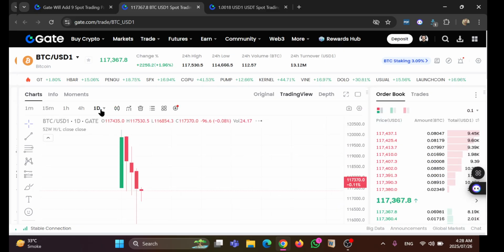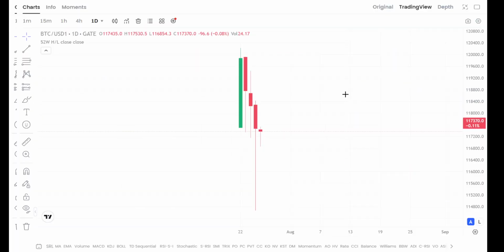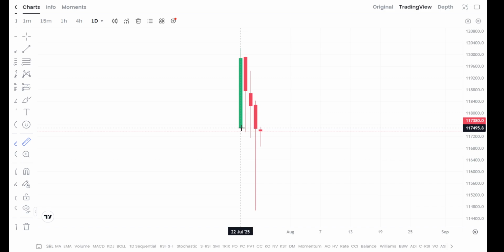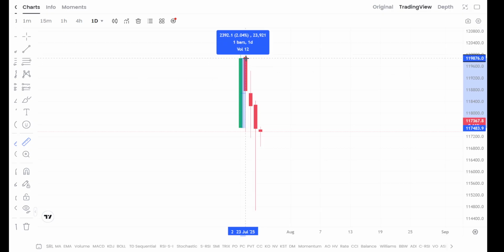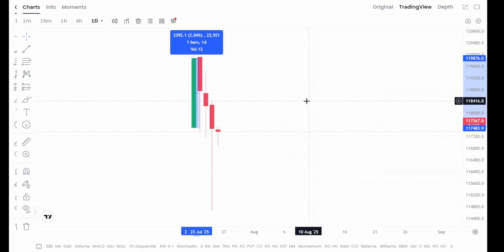If we see the 1-day chart of Bitcoin, the market price of Bitcoin is going down on the daily chart. Let's see. If we pick a scale, on the first day the market price of Bitcoin went up. The first day, the market price of Bitcoin opened at 1,17,495.8 USDT. The market price went up, and closed here at 1,19,876.0 USDT.